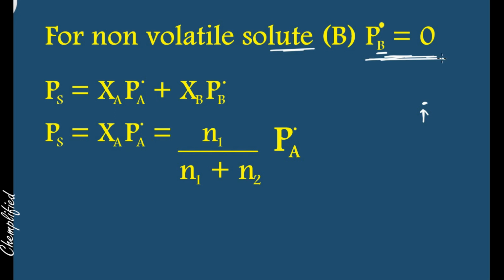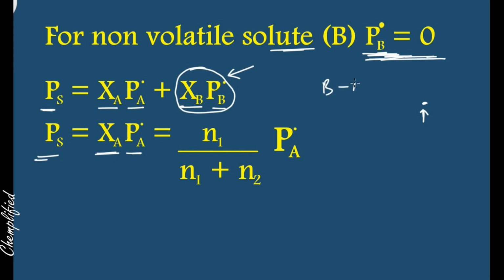Now, according to Dalton's law of partial pressure, the pressure of the solution is equal to mole fraction of A multiplied with vapor pressure of pure component A plus mole fraction of B multiplied with vapor pressure of pure component B. Since PB naught is equal to 0, the whole term will vanish from the equation. Now the solution's pressure will be equal to mole fraction multiplied with vapor pressure of pure component A. That is our solvent.